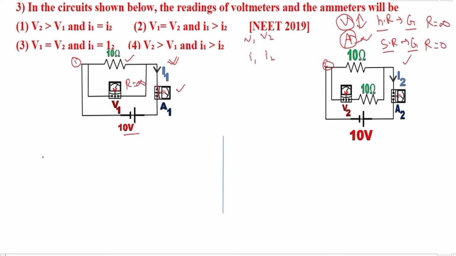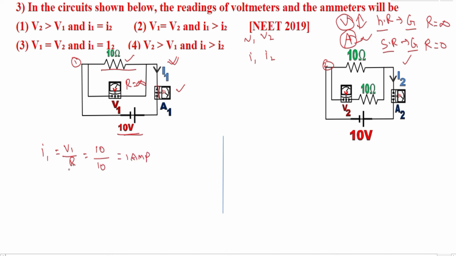Now let us try to calculate the value of I1. So this is open, then what will happen? This entire 10 volts will drop across this 10 ohm resistance. Now if I use Ohm's law, what will I get? I1 is equal to V1 by R, that is equal to 10 volts by 10 ohm, that is equal to 1 ampere. So 1 ampere current flows through the circuit.